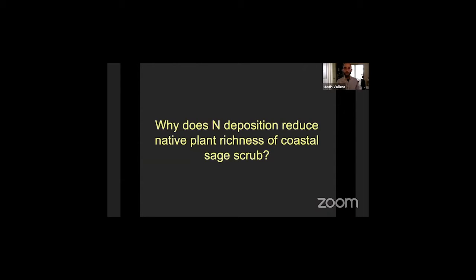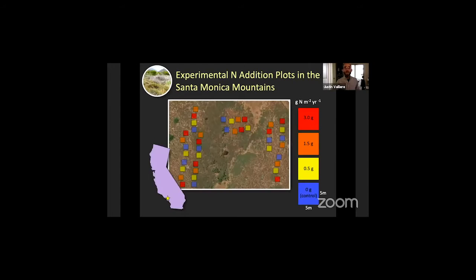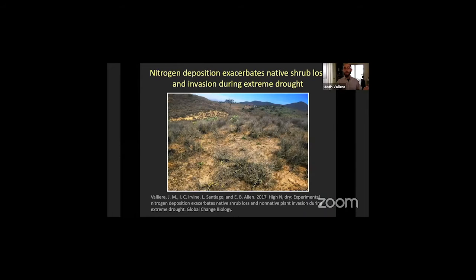So I just want to talk briefly about some mechanisms that might underlie these patterns. We did do some experimental nitrogen addition work as well at this site. This was at one of the clean sites on the west end of the gradient. We had an experiment with 0.5, 1.5, and 3 grams of nitrogen per year. This corresponds well to the actual gradient you see in the LA area of nitrogen deposition. Like I said earlier, this work coincided with the epic drought in California, so that became part of our experimental design, whether we liked it or not.